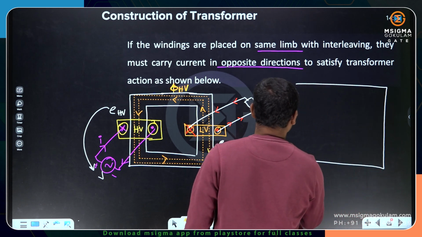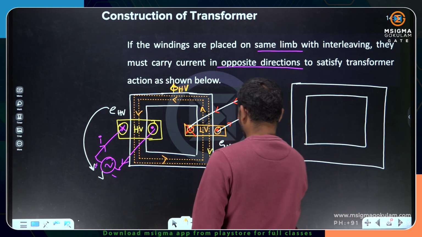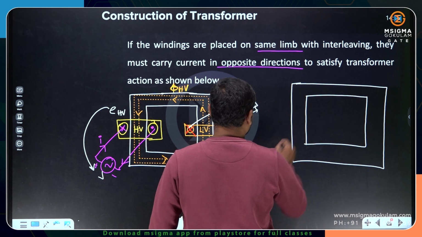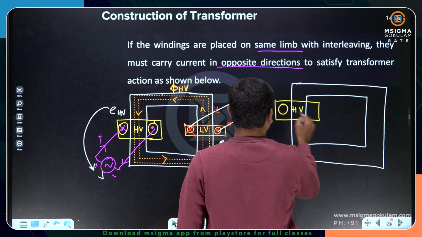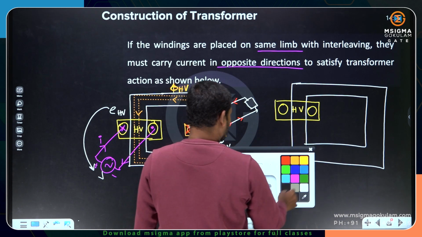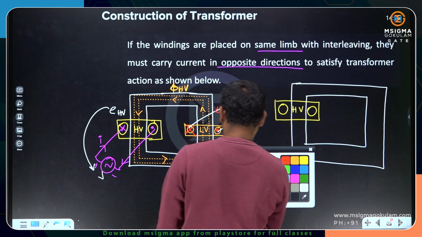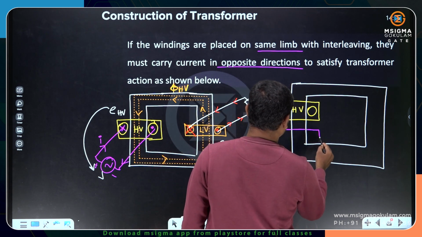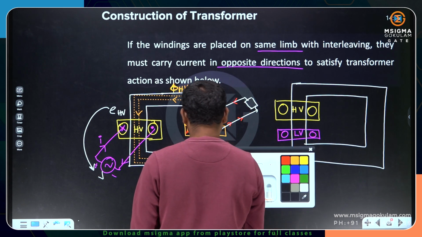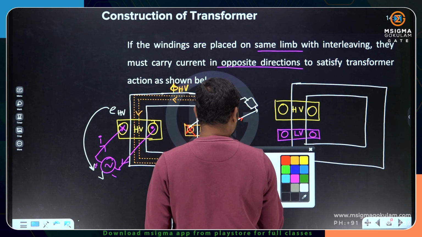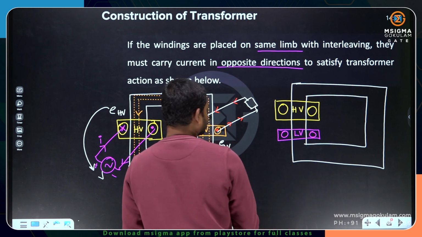I'm not going to draw the supply and all those things. You just imagine here. I'm keeping the high voltage winding with the yellow color. This is my high voltage winding and the conductor sides. Low voltage winding with the other part. Let me take up the pink one. This is my low voltage winding. And this is one part and this is one part. And now this time I am using the white color for the current directions.